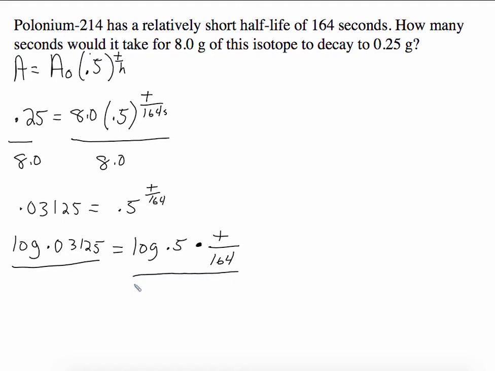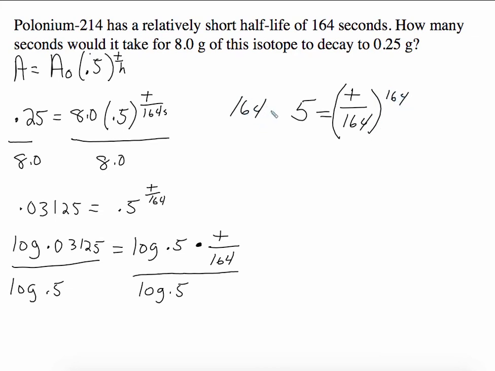Let's get rid of the log of 0.5 by dividing both sides by that. If you do this math, you should check it out on your calculator. That answer would be equal to 5. So this divided by this log of 0.5 is equal to 5. That's going to equal time over 164. We'll get time by itself, so we'll multiply both sides times 164, and we end up getting that the time is 820 seconds.